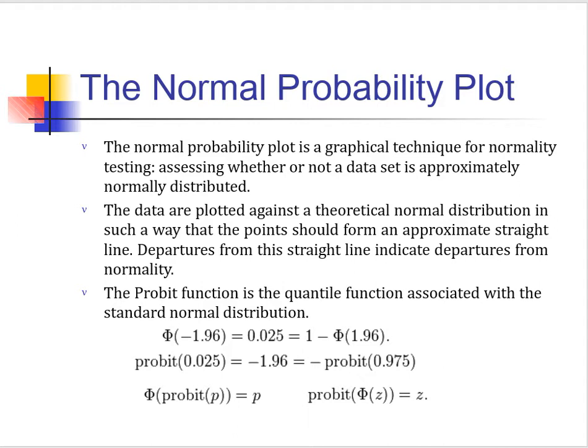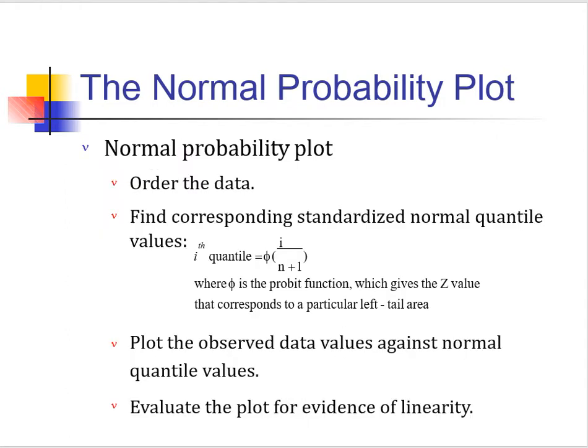The probit function is the quantile function associated with the standard normal distribution: Φ of minus 1.96 is equal to 0.025, which is 1 minus Φ of 1.96. To make a normal probability plot, order the data, find the corresponding standardized normal quantile values, and plot the observed data values against the normal quantile values. Evaluate the plot for evidence of linearity.